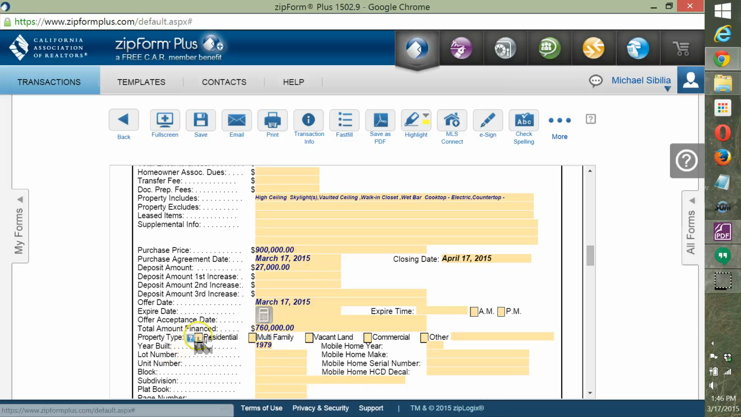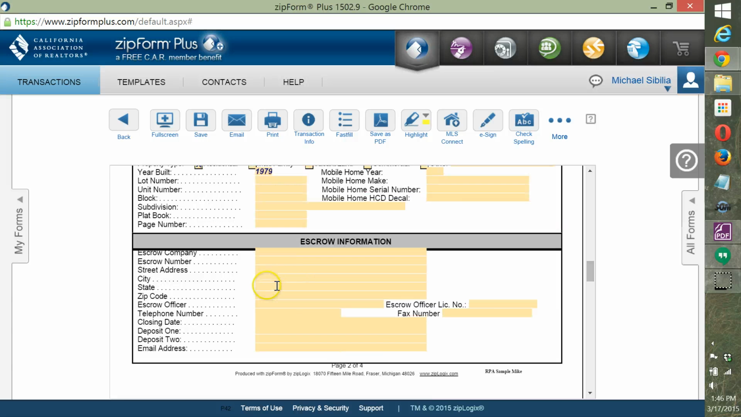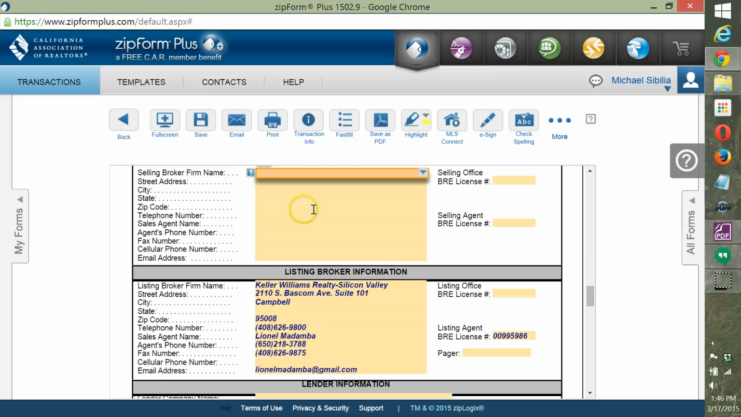The amount financed, it's residential, and we don't need to worry about any of this stuff. We don't need to worry about escrow company, selling broker information. I use the different template, but really this is where our information should be.